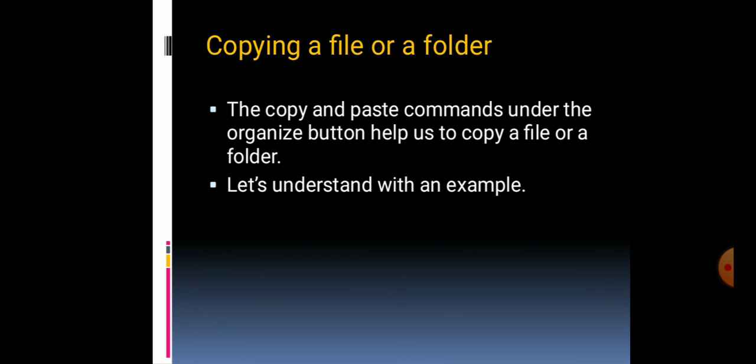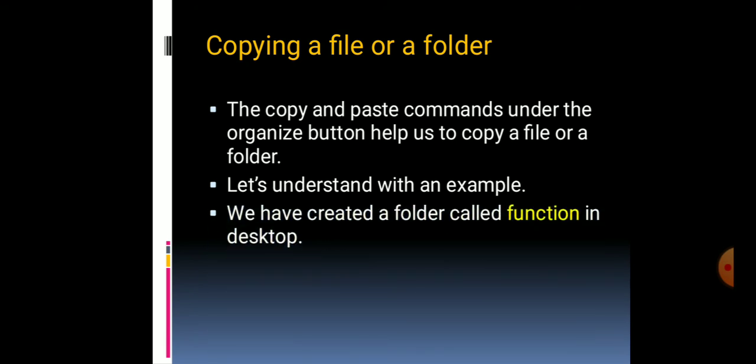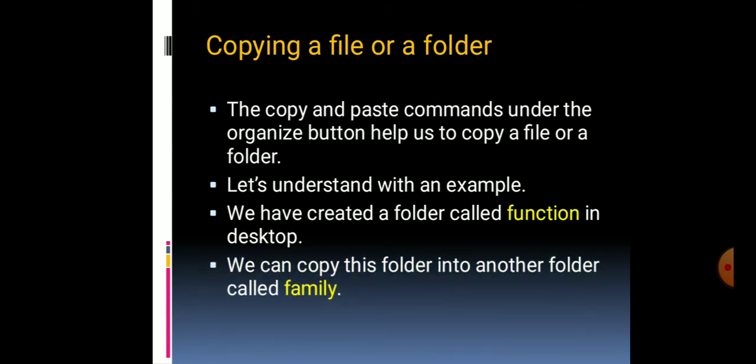So let us see an example here. We have already created the function folder, that is, the demo folder was renamed into function. Now I am going to copy this function folder into family. Family is also a folder. Copy means the original will be there and the duplicate copy will also be there, isn't it? We have already seen this last year. So copying means we can see the file or folder in the original place, and a duplicate copy is created in the new place.